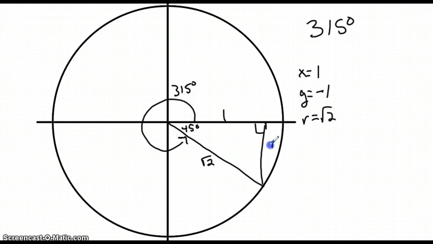It's probably a good idea to label your triangles with that negative 1 there also. Now you can go ahead and figure out your sine of theta, your cosine of theta, and so on and so forth using the x, y, and r's.